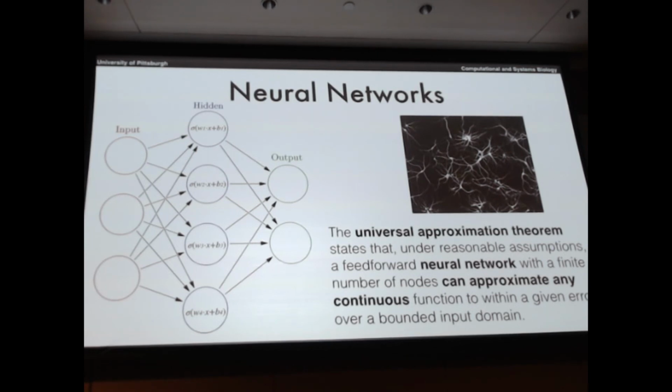And it turns out this is a really expressive model. You can prove that they're capable of approximating any continuous function over a bounded domain. Of course, this theorem doesn't tell you how to find the network that does that. It just says it exists somewhere.